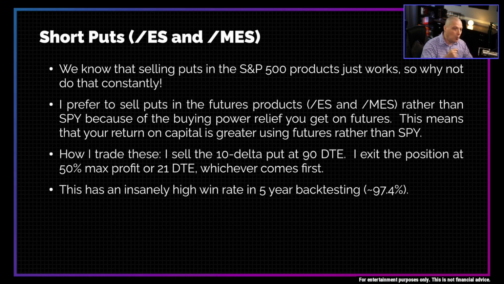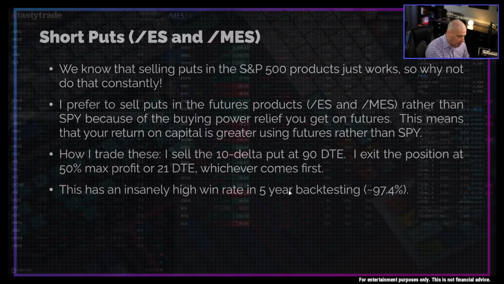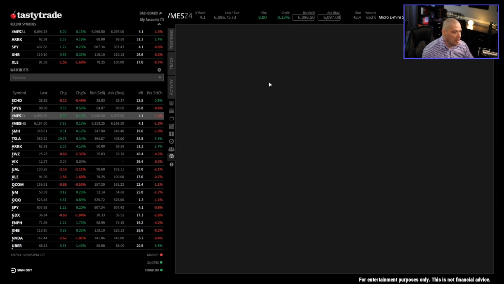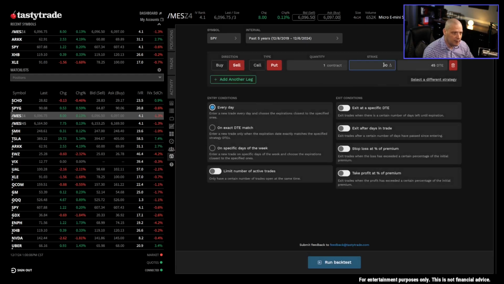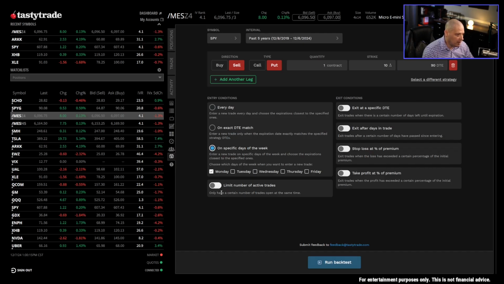And as far as management, I always exit the position at either 50% max profit or 21 DTE, whichever comes first. And the reason I've chosen these particular mechanics, 10 delta put, 90 DTE, managing at 50%, 21 DTE, is because this has an insanely high win rate. In 5-year backtesting using the TASTYTRADE backtesting tool in their platform, you can see this has more than a 97% win rate. If I go SPY, backtest, short put, and I do my mechanics, which is the 10 delta put at 90 DTE, and we put these on, I'll do these every week on Monday.